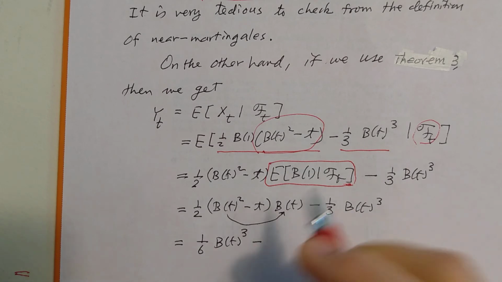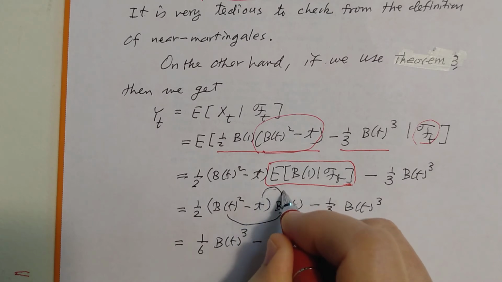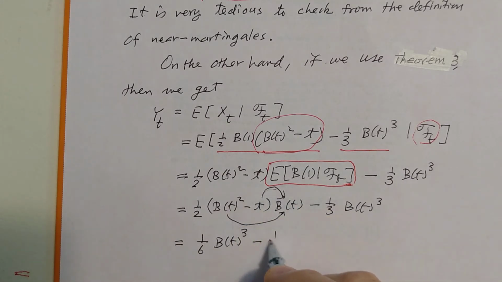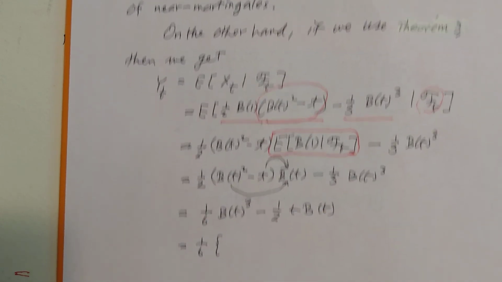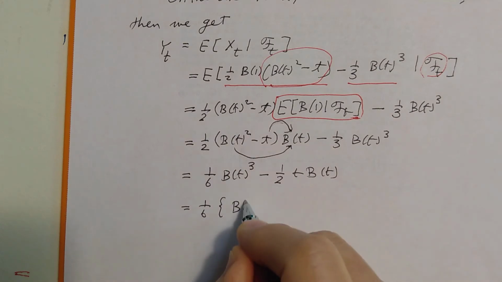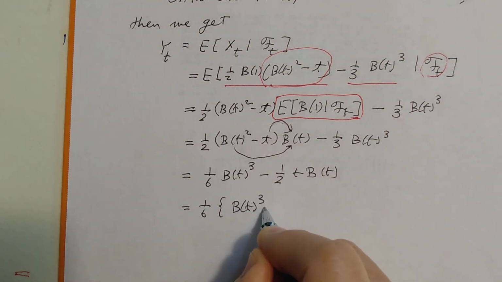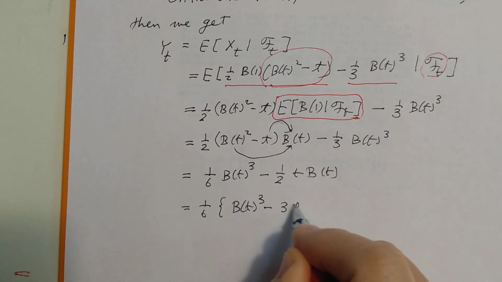And then minus t times B_t is 1/2 of t B_t. And we can bring 1/6 out. And this is just B_t cubed minus 3 t B_t.